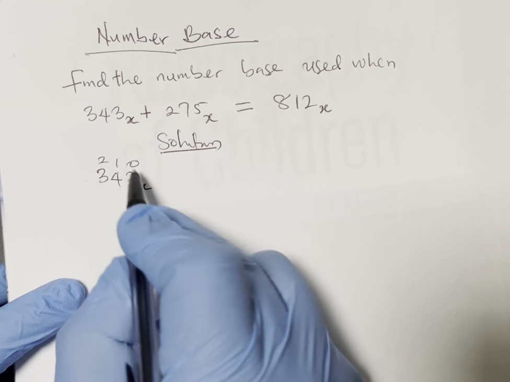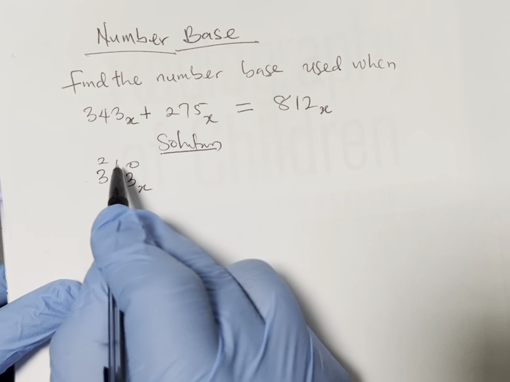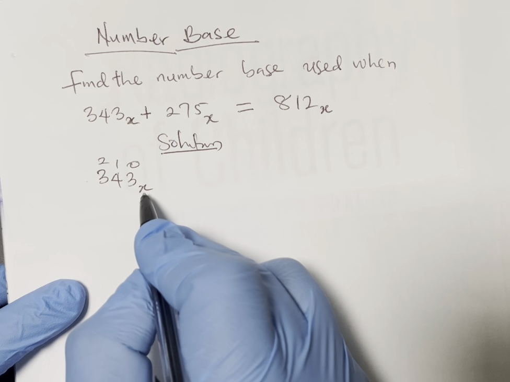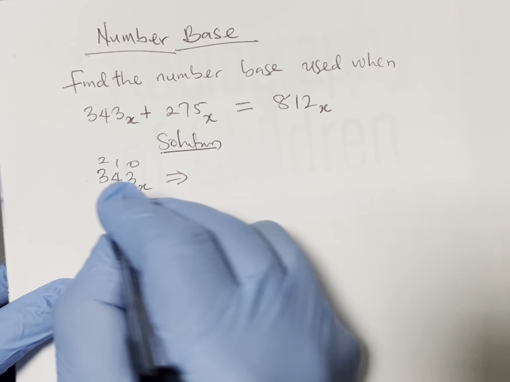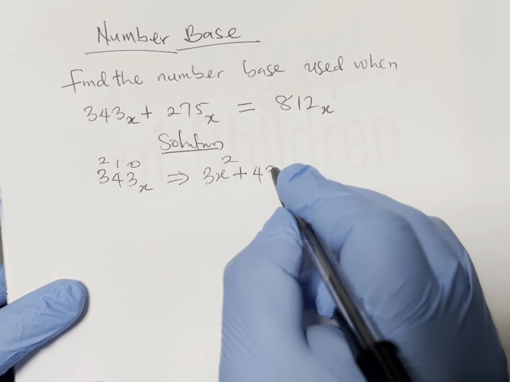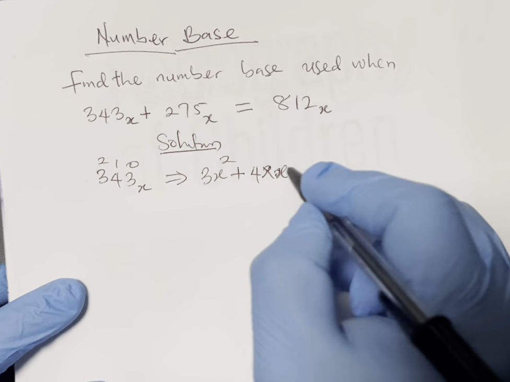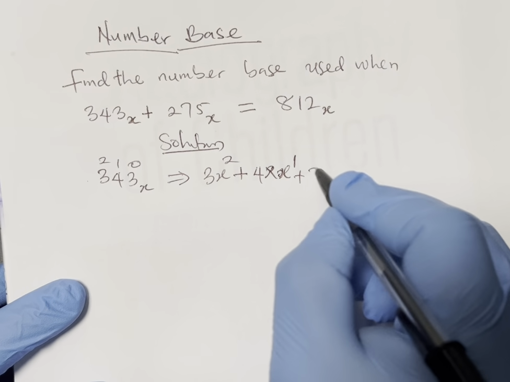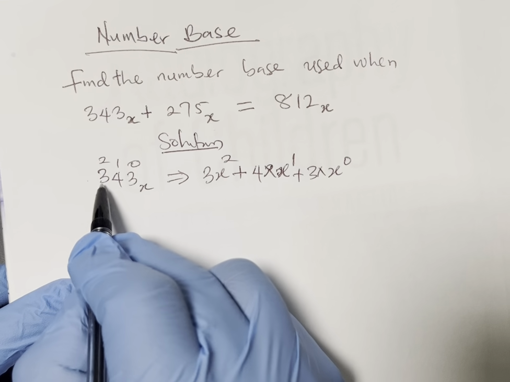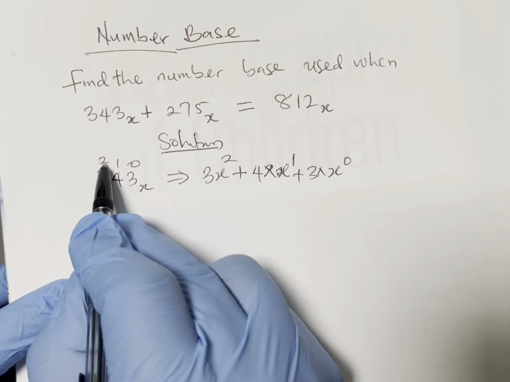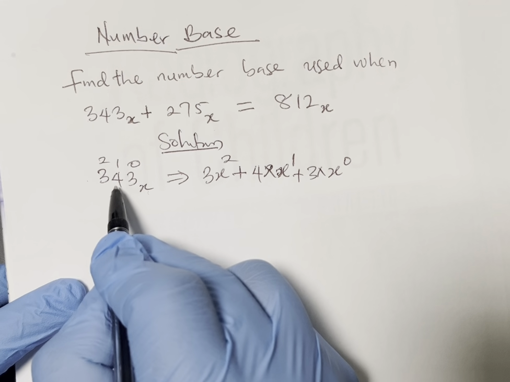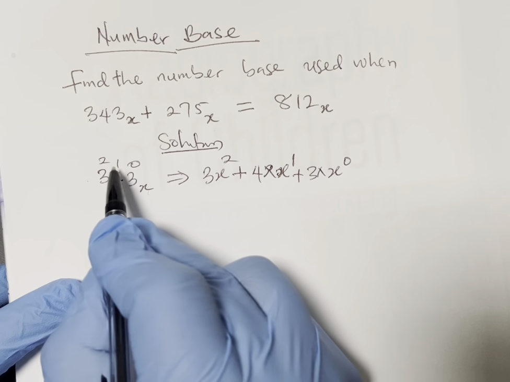So in this case, I'm going to use these numbers up here as the exponents, that's the powers of this x, this base. So doing that is going to be 3 times x raised to the power of 2 plus 4 times the base raised to the power of 1 plus 3 times the base raised to the power of 0. Okay, remember this 3 has 2, so that's why I wrote 3 times the base raised to the power of 2. The same thing here, 4 times the base raised to the power of this 1.